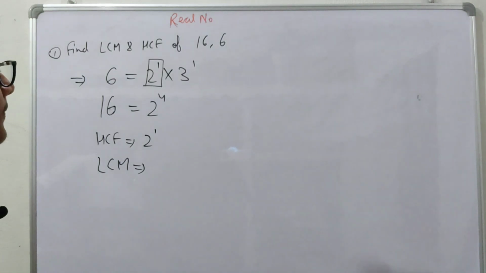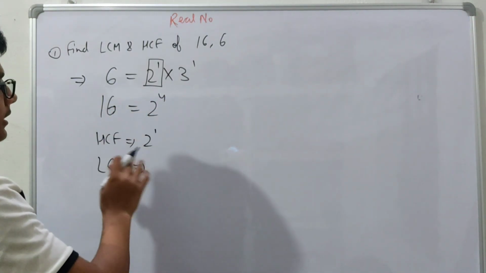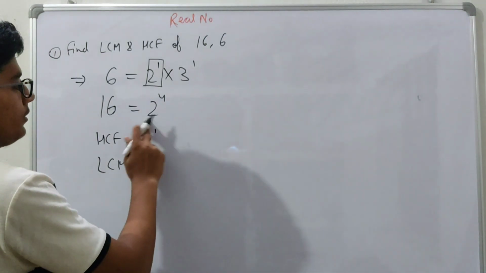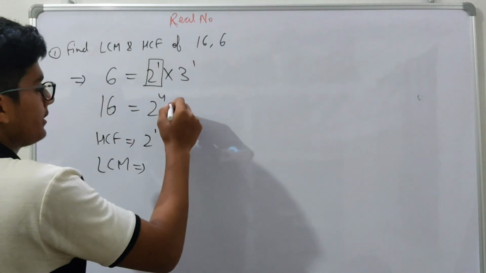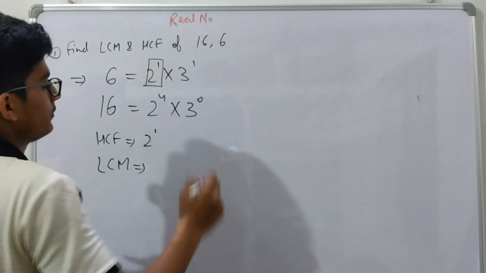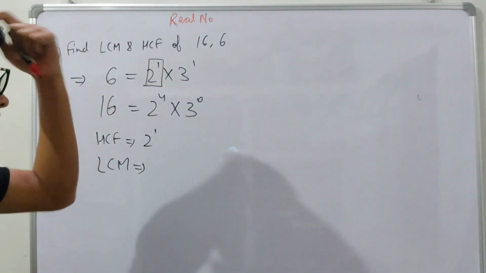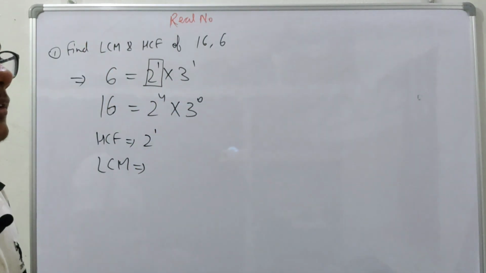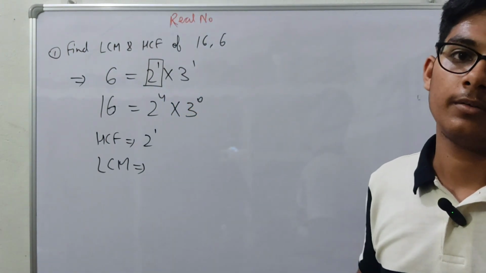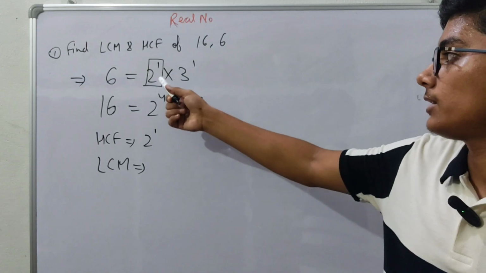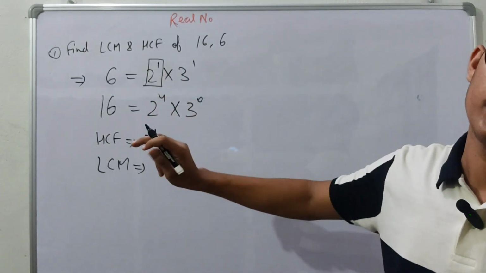Now we will find LCM. In LCM, what do we do? There are two types of factor here: number 1 is 2 and number 2 is 3. So you can write 16 as 2 to the power 4 into 3 to the power 0, and 6 as 2 to the power 1 into 3 to the power 1. Now we have to compare in which number there is more exponential power of each factor. If you compare 2 in both cases, in 16 there is 2 to the power 4, which is more.